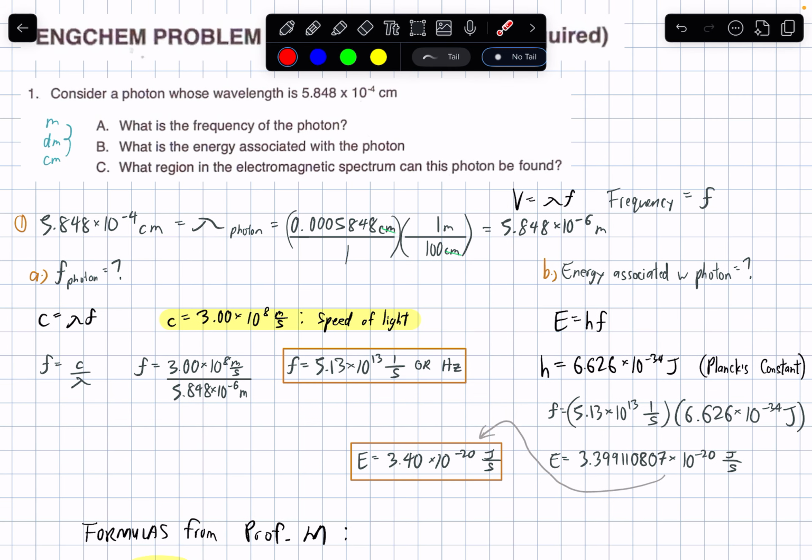So, let's start first with letter A. The wavelength of a photon is 5.848 times 10 raised to negative 4 cm. So, convert the cm to meters, so that later when we involve the speed of light, whose unit is meters per second, we wouldn't have an issue. So, convert this into this. Coming from scientific notation to just fixing the decimal place and dividing it by 100, that value would be this, and you transfer that here.